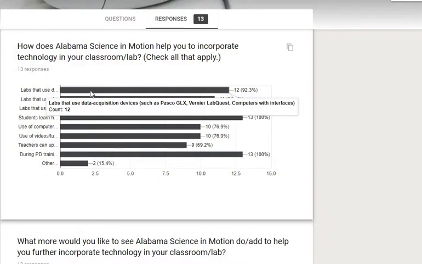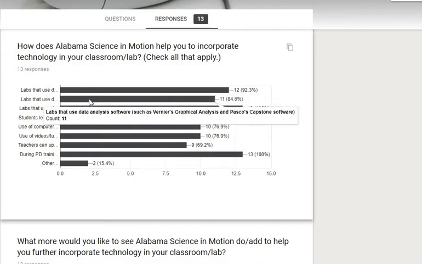So when we look at the first one, labs that use data acquisition devices, such as the Passcode GLX, the Vernier LabQuest, and computers with interfaces, 12 of the 13. So that's one way that Science in Motion helps them to incorporate technology. And that's one of our big ways. We have lots of labs that make use of the data acquisition devices.